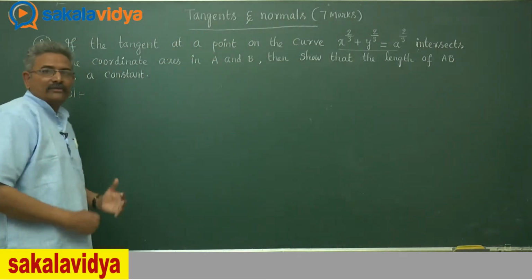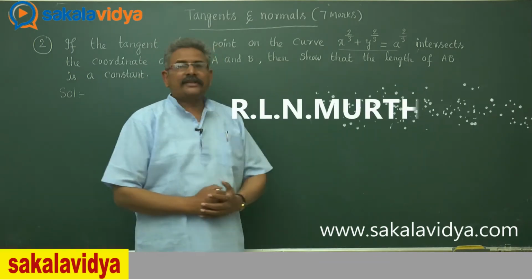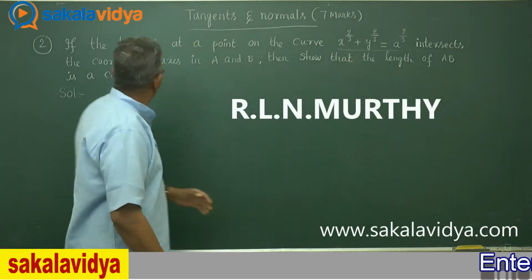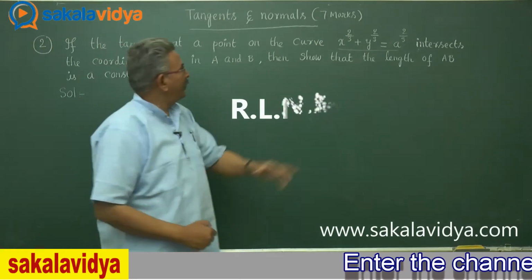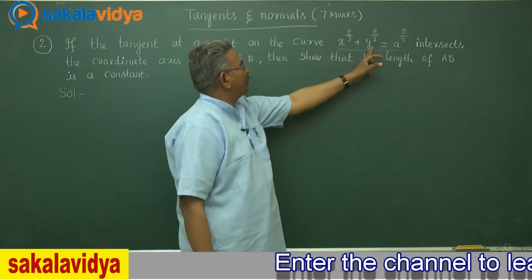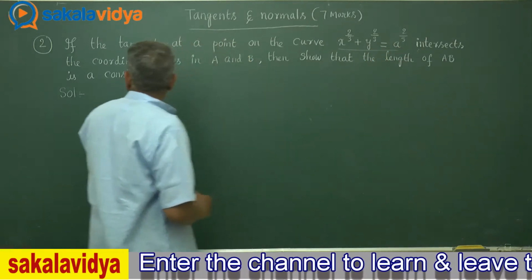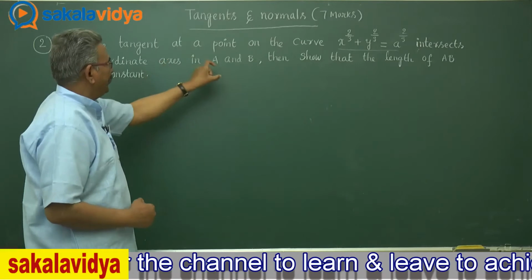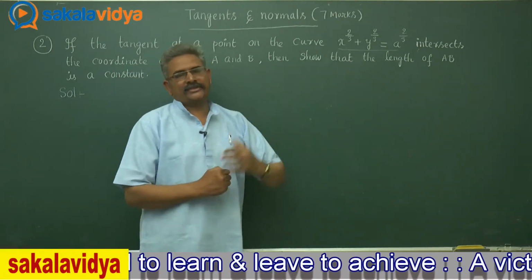So let us solve one more problem on tangents and normals. First let me read the question. If the tangent at a point on the curve x^(2/3) + y^(2/3) = a^(2/3) intersects the coordinate axes in A and B, then show that the length of AB is constant.